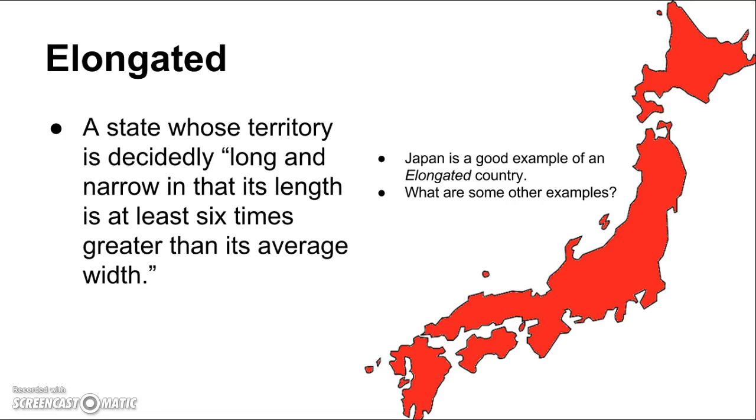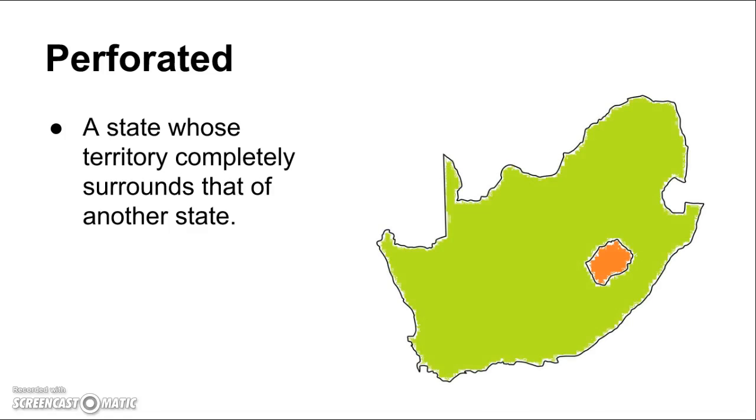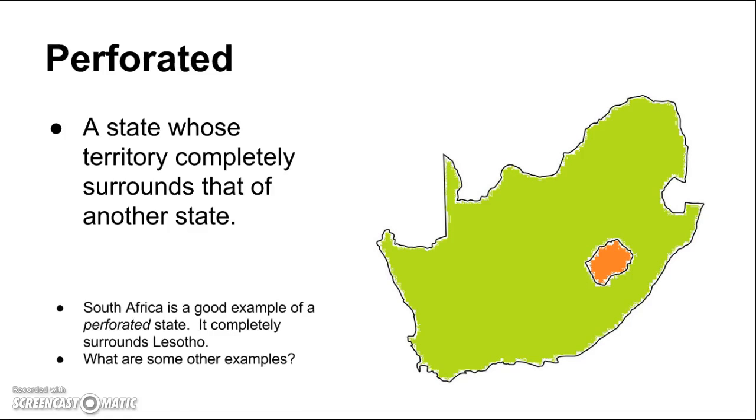The second category that is often used is perforated. A perforated state is a state whose territory completely surrounds that of another state. So an example of that is South Africa. South Africa is a good example of a perforated state because it completely surrounds Lesotho. Lesotho is this little orange country over here, and it's completely surrounded by the green South Africa.